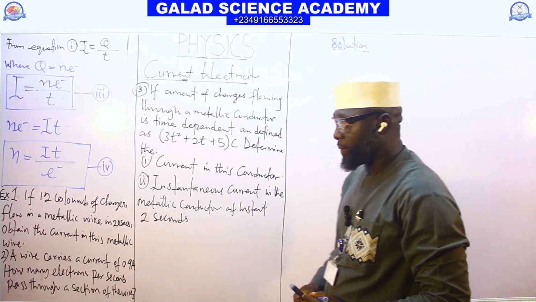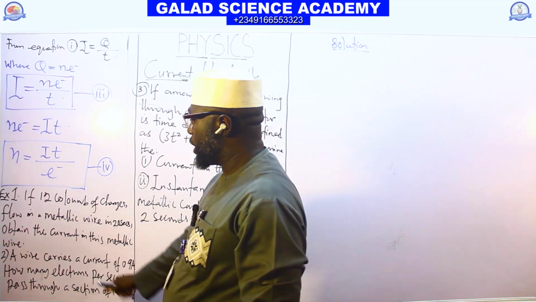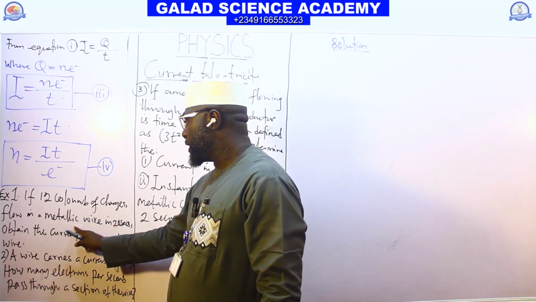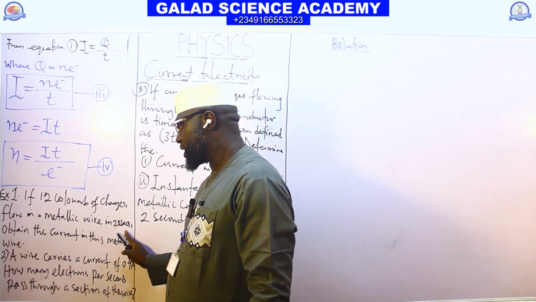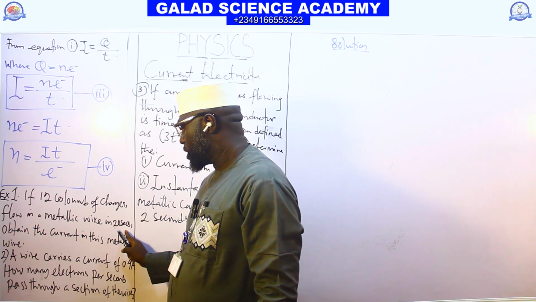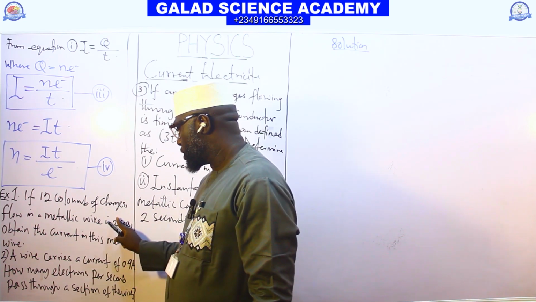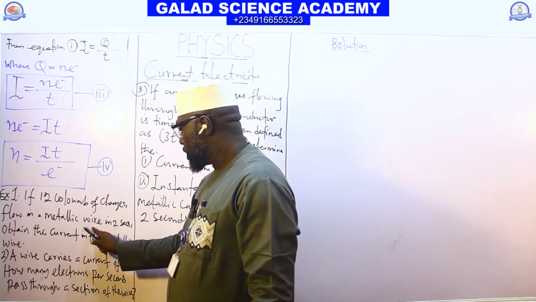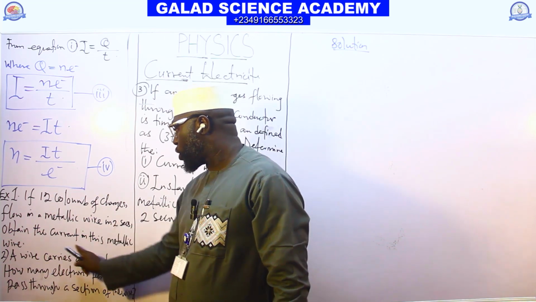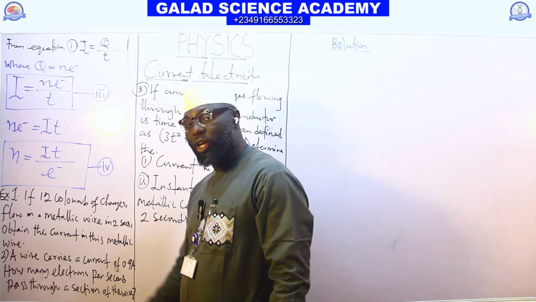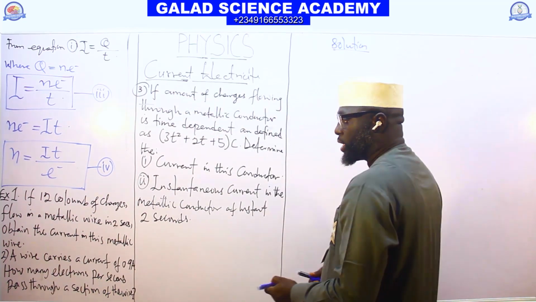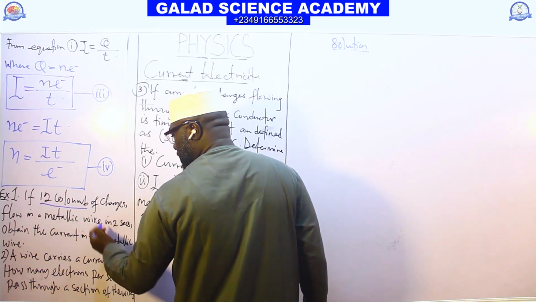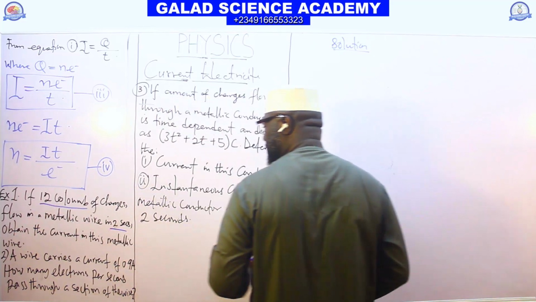The first question here. If 12 coulomb of charge flow in a metallic wire in 2 seconds, obtain the current in this metallic wire. So we are given what? 12 coulomb of charge. And what time is this?